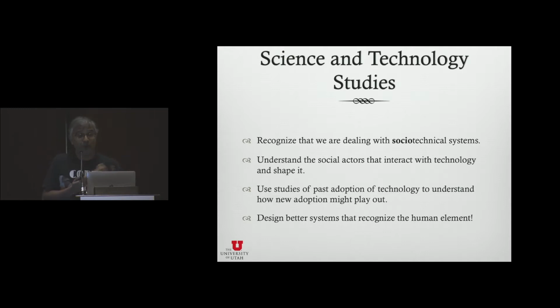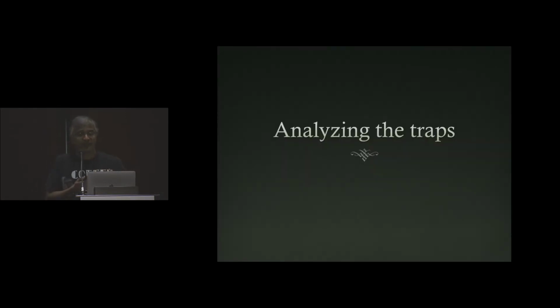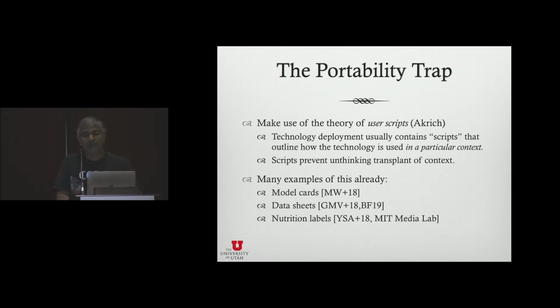I won't be able to analyze all the traps in this manner, and I encourage you to look at the paper for more details. We'll take two of the traps and analyze them to try and get a flavor of how we can think about these in a more disciplined way and where solutions or at least mitigations might come from. So let's take the portability trap, which is, if you recall, the idea that you could take a problem and port it over to a different domain and it'll work just the way it worked in the original domain.